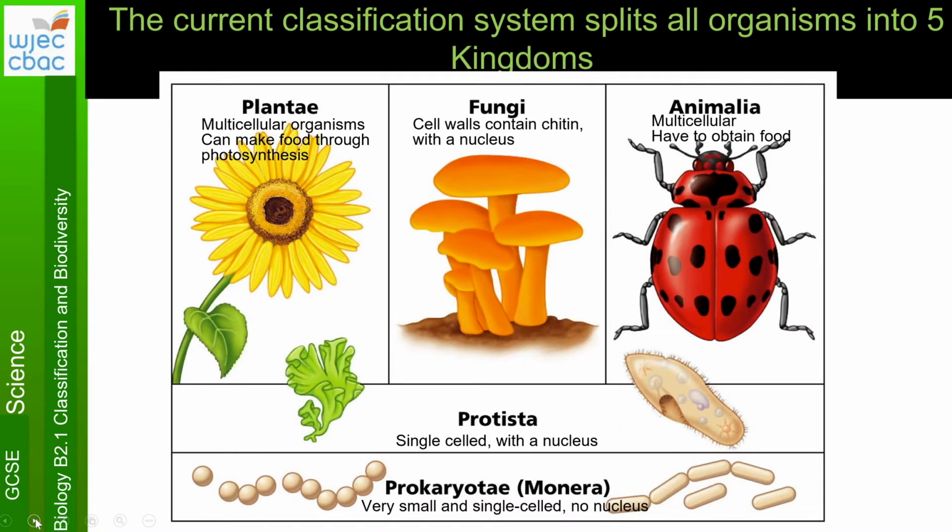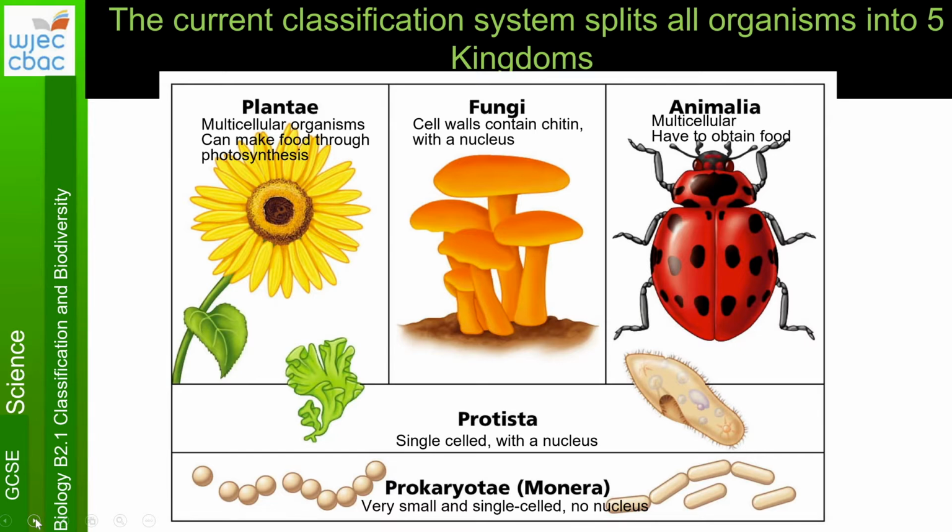There is a wide range of living organisms and scientists divide these into major groups. They do this by classification based on the organism's features. The current classification system splits all organisms into 5 kingdoms. The Plantae, these are multicellular organisms that make food by photosynthesis, more commonly known as the plants to us.